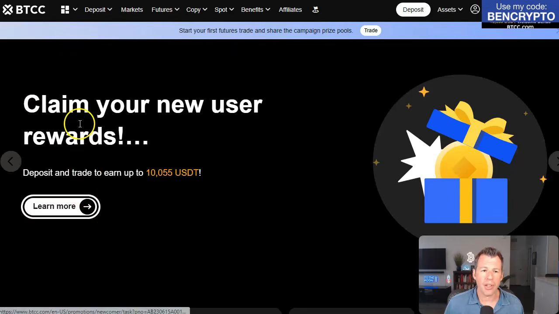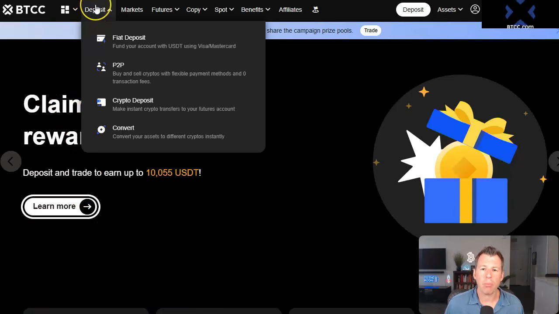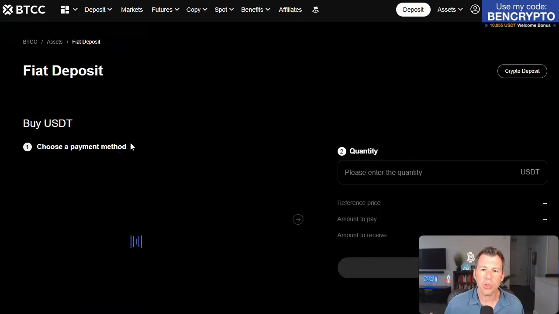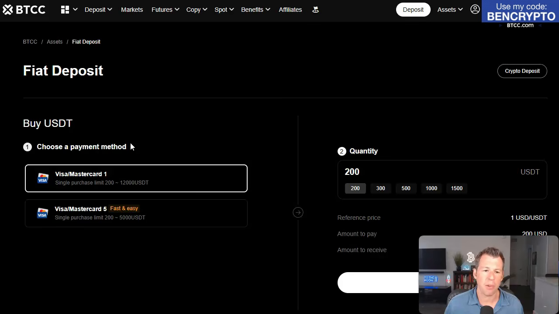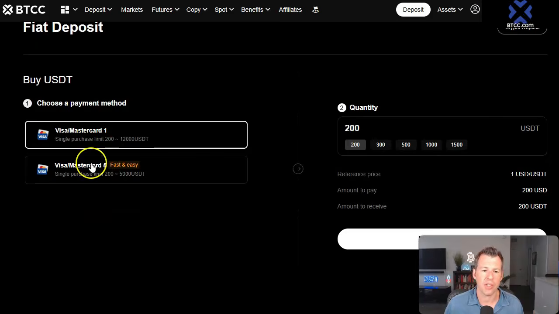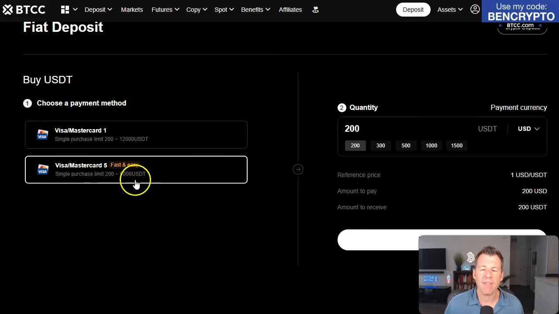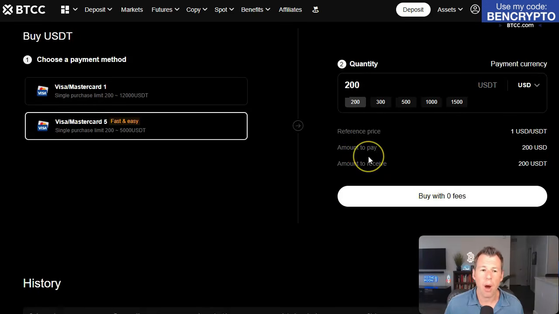Now on to deposits. You are going to hover your cursor top left over deposit. Now there's fiat and crypto deposit. We're going to first talk about fiat deposits. They don't do ACH transfers or bank transfer deposits. It's just Visa, Mastercard. You're going to click on one of these two options. They're the same thing. You have up to a $5,000 limit per transaction. There are no fees to deposit with a Visa or Mastercard, and it is usually instant.